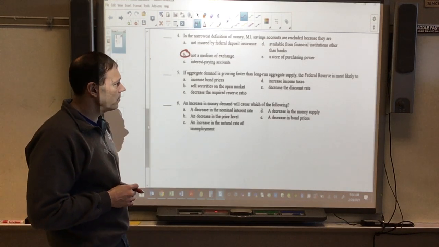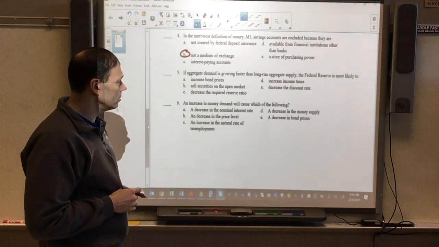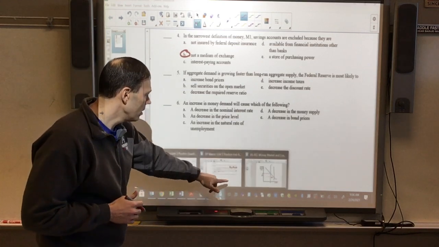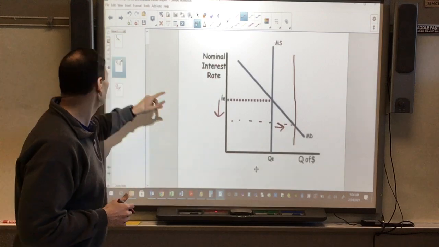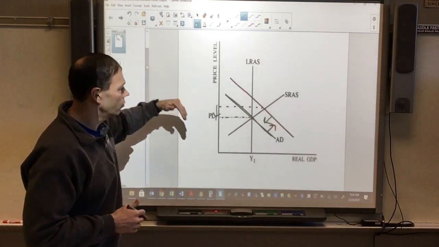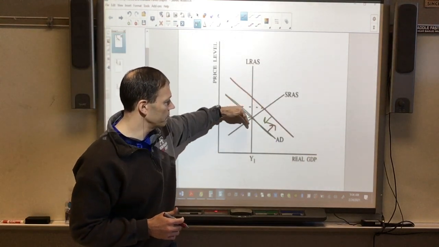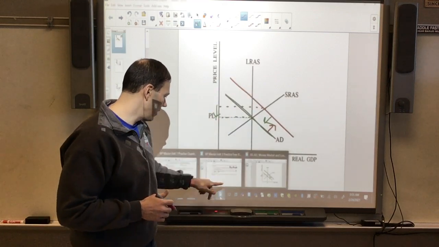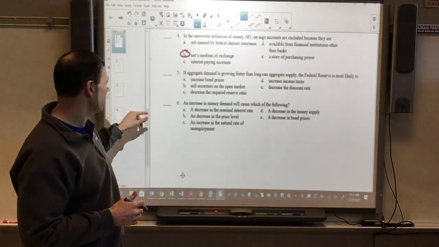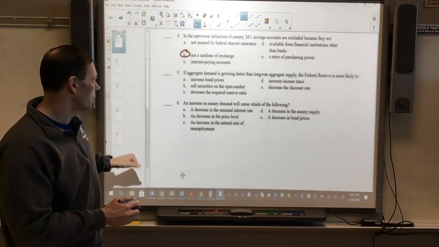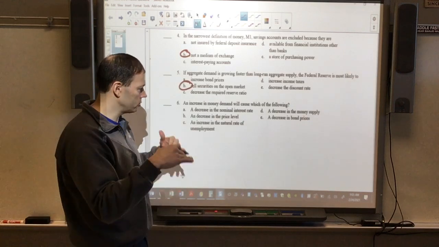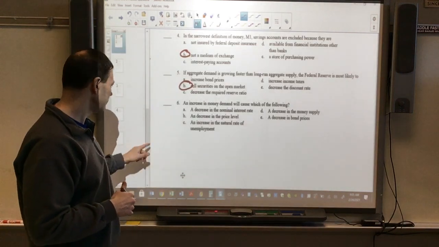Number 5, aggregate demand is growing faster than long-run aggregate supply. So again, what's going to end up happening in our market, like we showed a second ago, aggregate demand is growing. Like I showed with my red line, that's going to cause prices to go up. In order to fight that inflation, much like we did in the first question, the Fed is going to sell securities. Okay, selling securities, taking money out of the economy, trying to get inflation to come down.